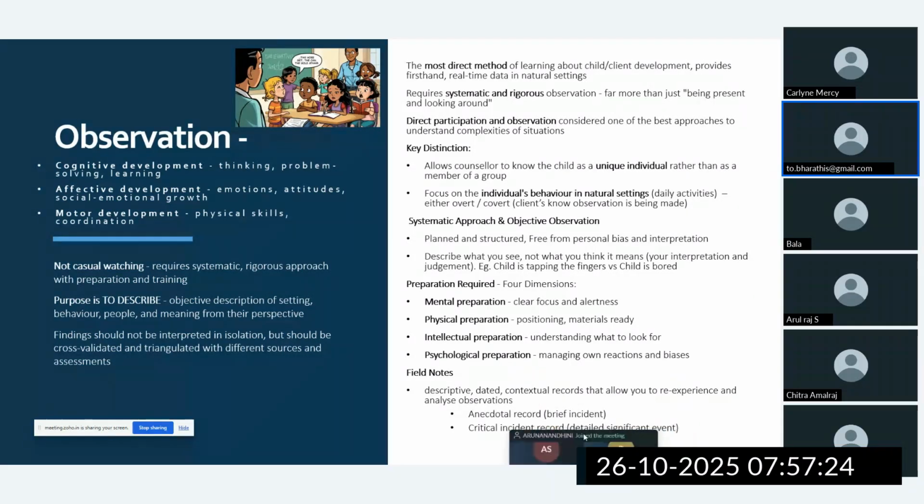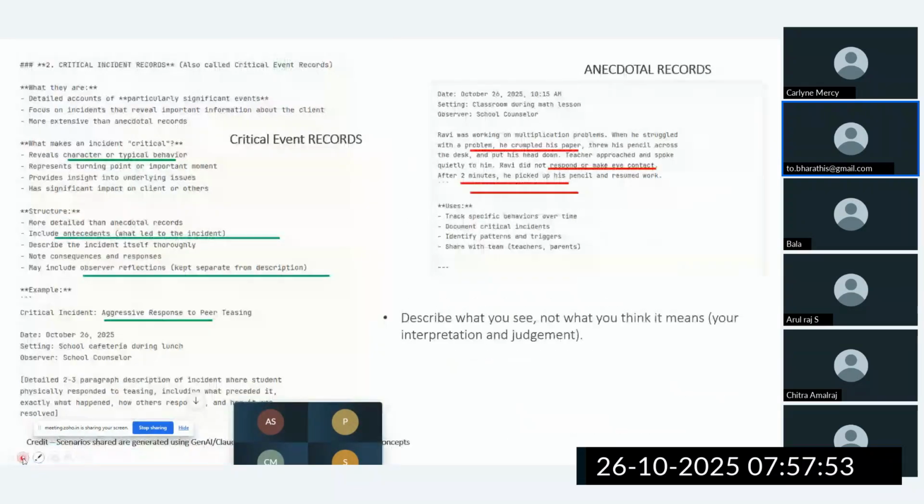And when these observations happen, field notes are the record keeping, right? How do I record it? Even though I can record a video or an audio, I still need to describe it. So an anecdotal record is a brief description of what has happened, and a critical incident record is a significant or detailed one. So I'll show you some references.